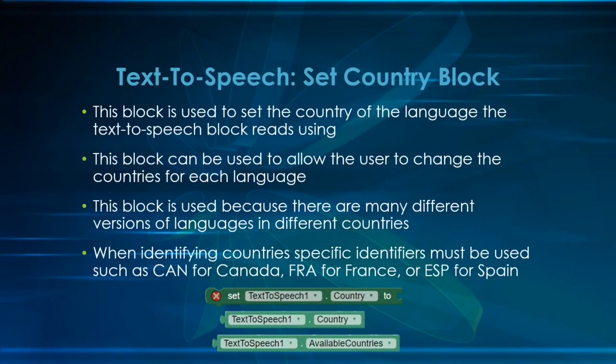Text-to-speech set country to block. This block is used to set the country of the language the text-to-speech block reads using. This block can be used to allow the user to change the countries for each language. This block is used because there are many different versions of languages in different countries. When identifying countries, specific identifiers must be used, such as CAN in capital for Canada, FRA in capital for France, or ESP in capital for Spain.